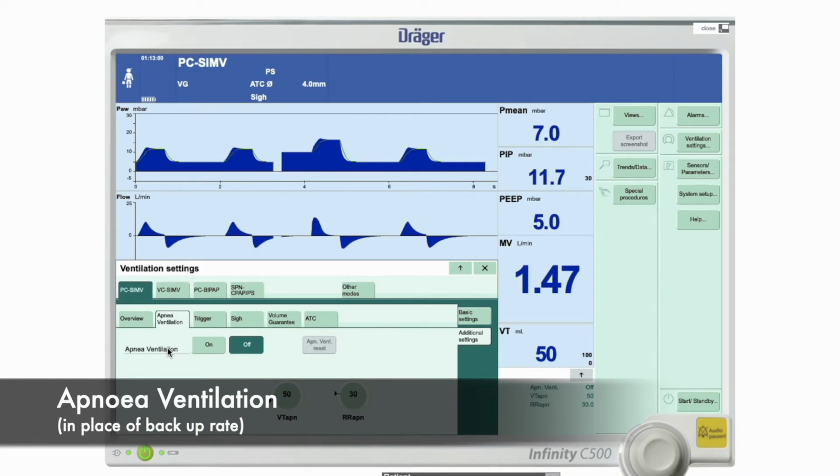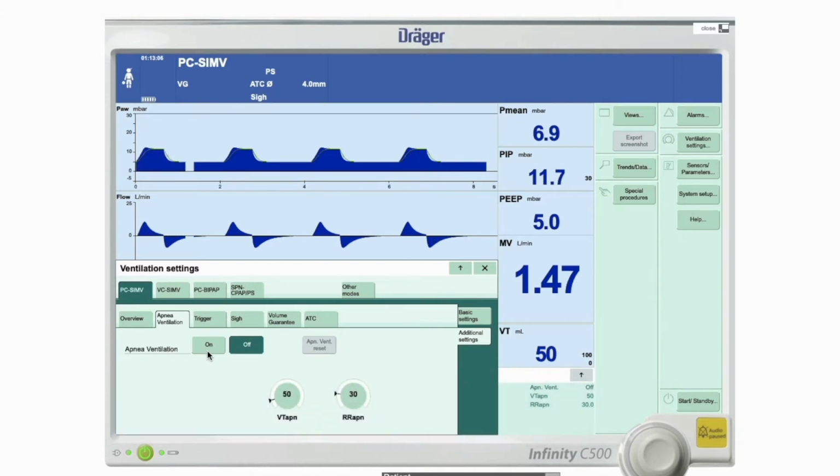Apnea ventilation is a safety feature on the ventilator, usually for children that you're weaning. These children will either be on pressure support with no rate or on very, very low rates. It is based on the apnea time. It provides a backup for when the patient stops breathing or becomes apneic. So I've just switched it on.